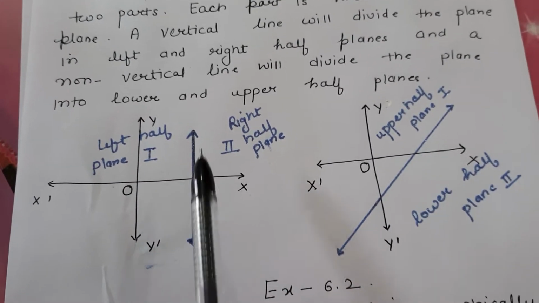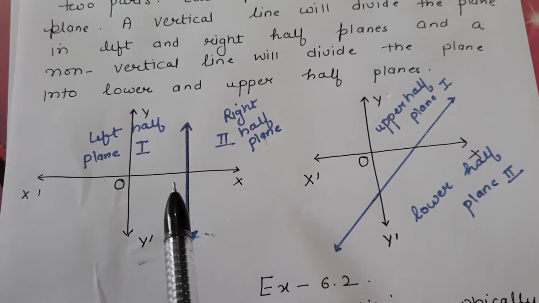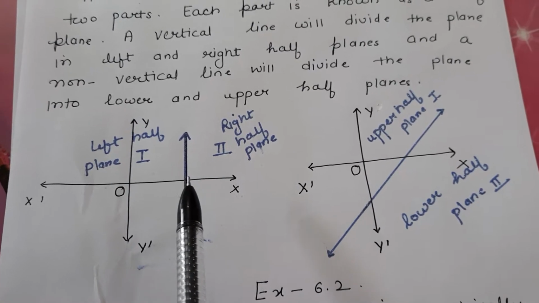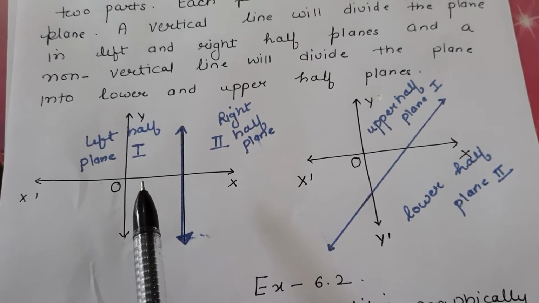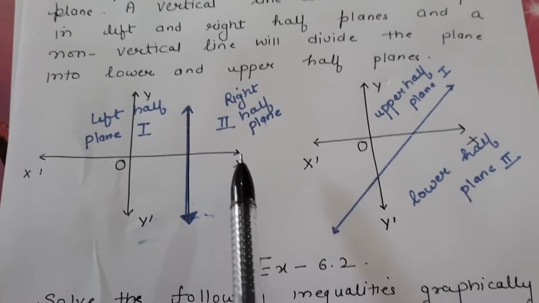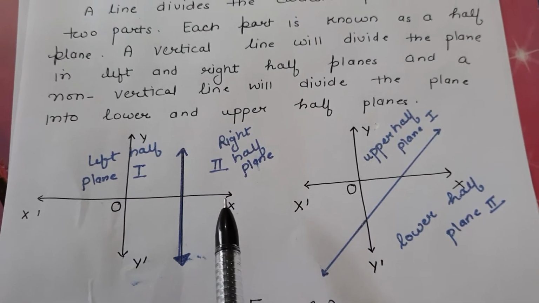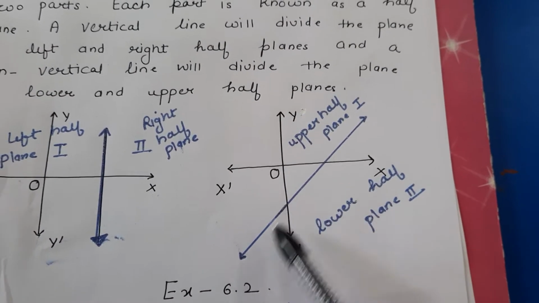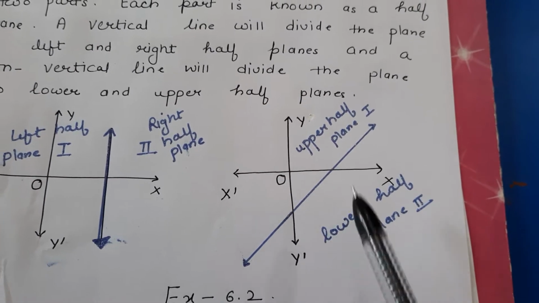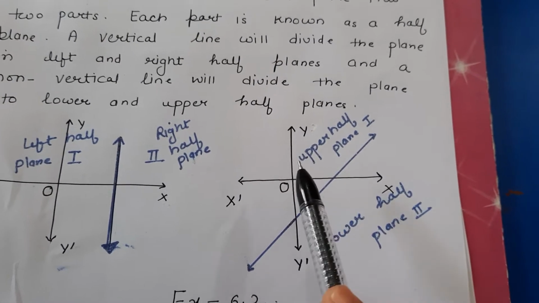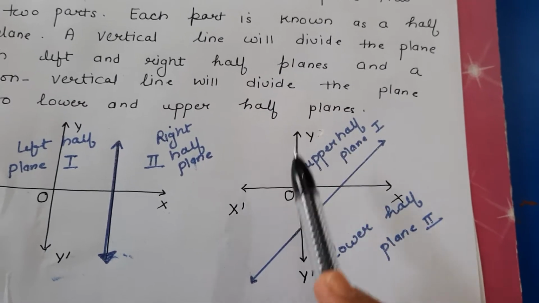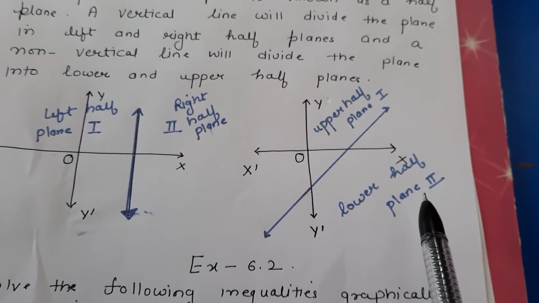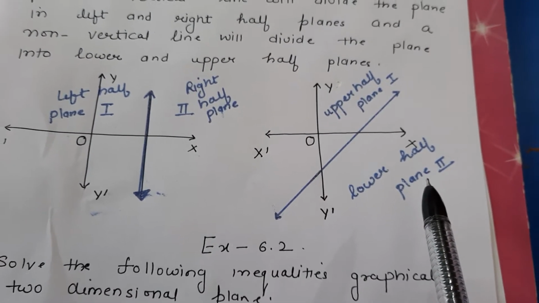Now just look here. This vertical line is dividing the Cartesian plane in two parts. Each part is known as half plane. The portion which is on the left hand side of this line is known as left half plane, and the portion which is on the right hand side of this vertical line is known as right half plane. Now just look here, this is a non-vertical line. Again, this is dividing the Cartesian plane in two half planes. The portion which is above this line is known as upper half plane and the portion which is below this line is known as the lower half plane. I think this is clear to all of you.